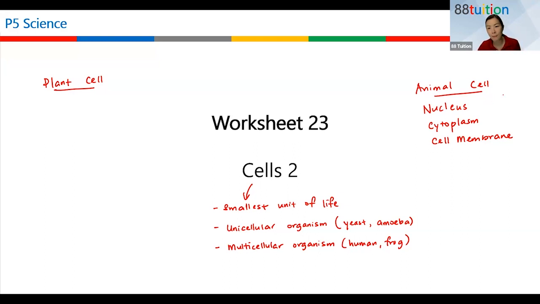What about the plant cell? What about the plant cell? Plant cell definitely will have the basic 3 parts, right? Like the animal cell, but what else will it have? So we're going to write this down. There's nucleus. There's cytoplasm. Okay, there is cell membrane.